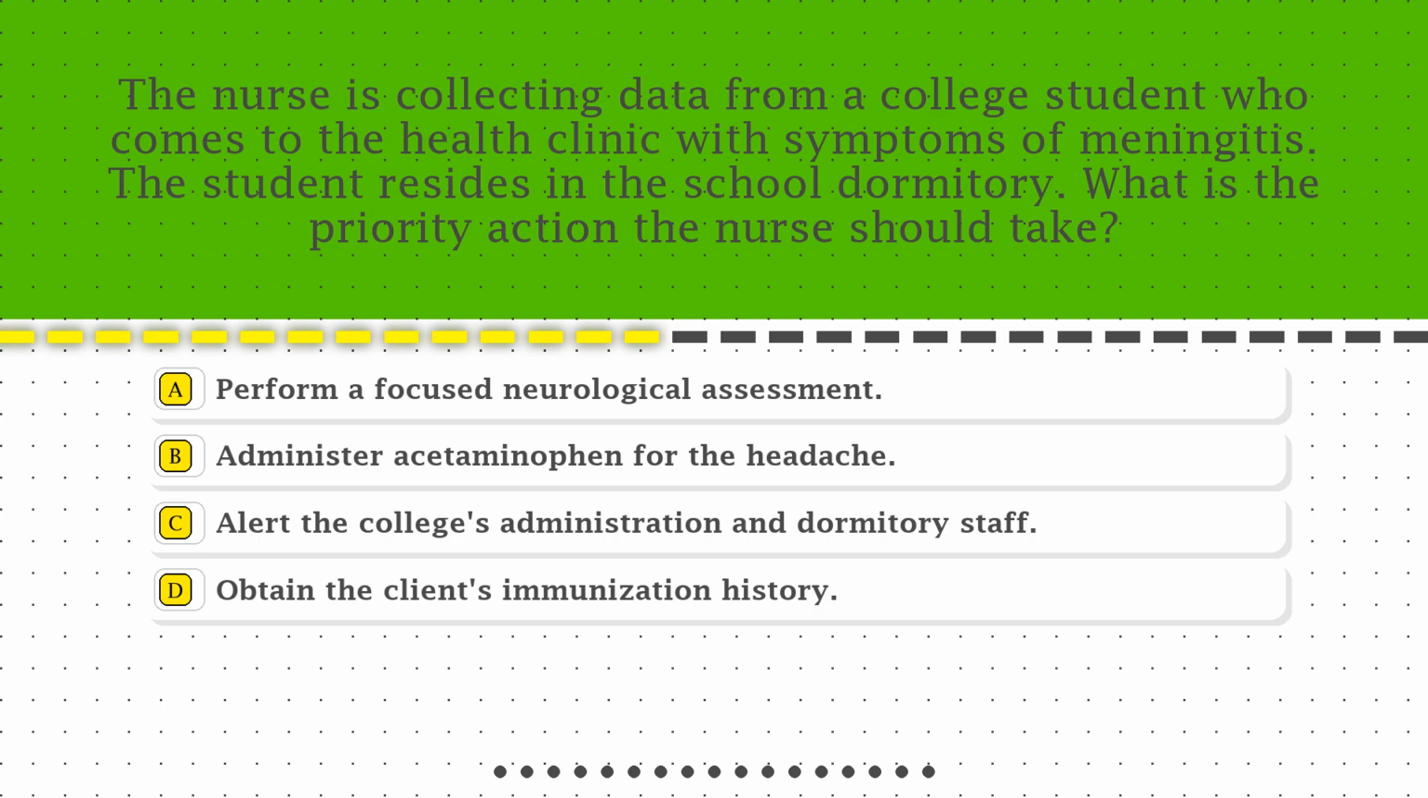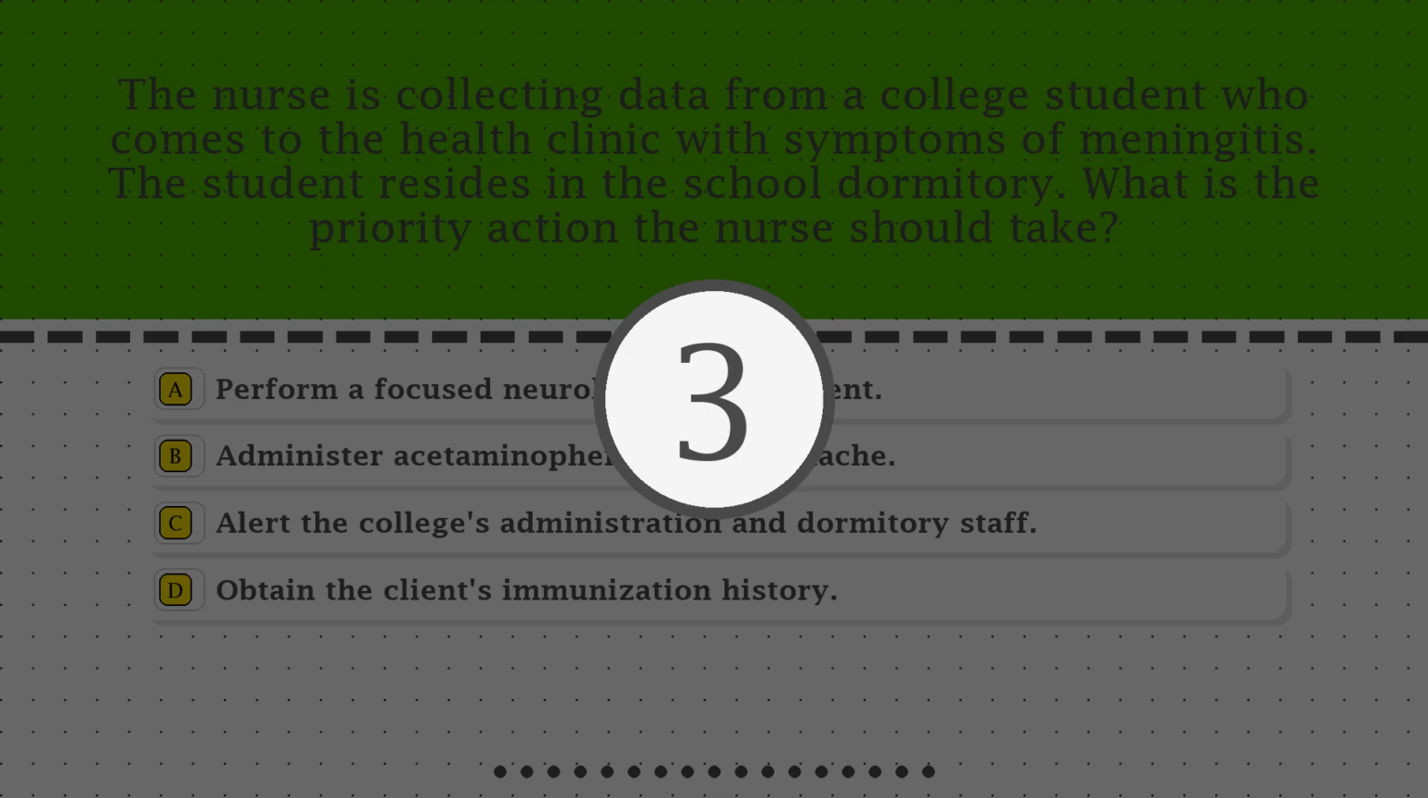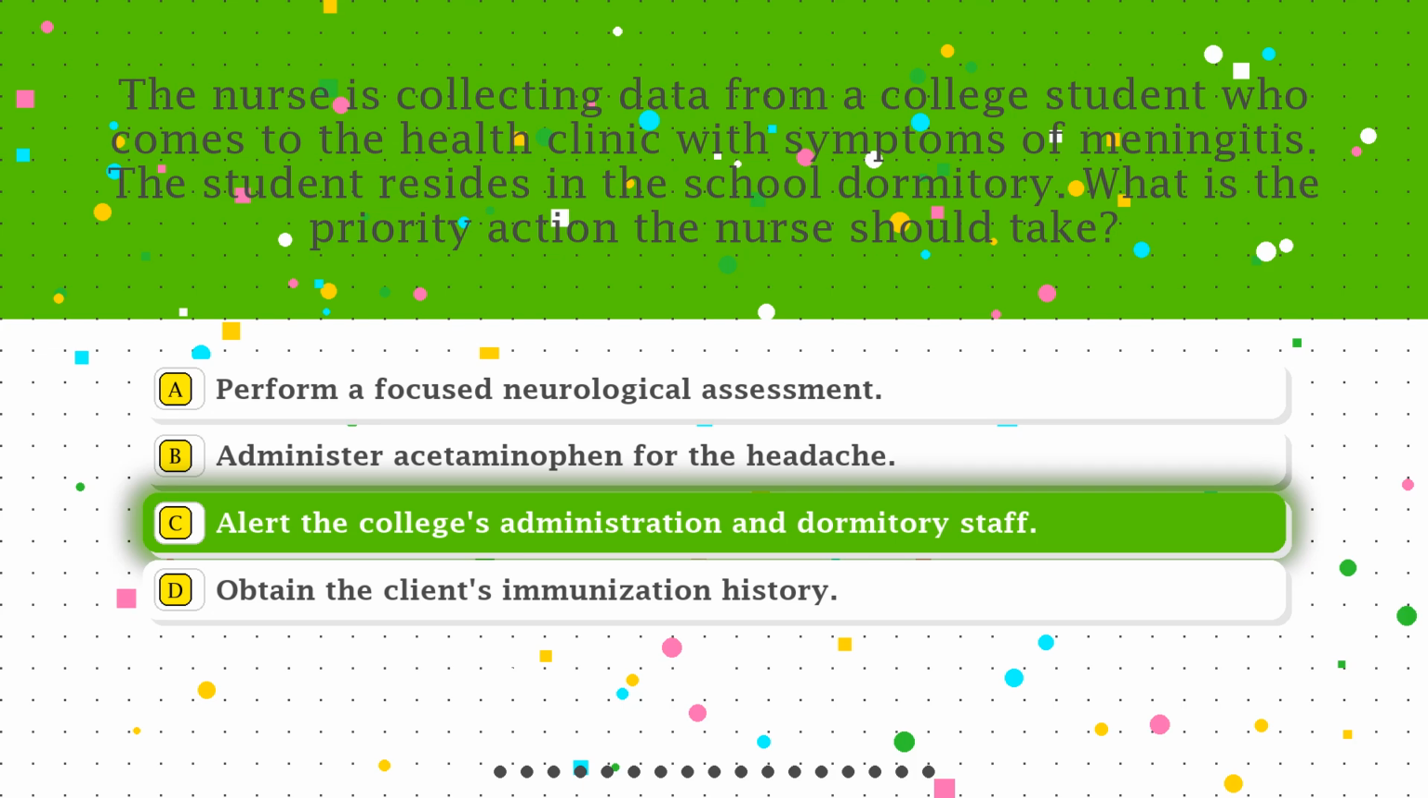Option A. Perform a focused neurological assessment. Option B. Administer acetaminophen for the headache. Option C. Alert the college's administration and dormitory staff. Option D. Obtain the client's immunization history. The correct answer is option C. Alert the college's administration and dormitory staff.